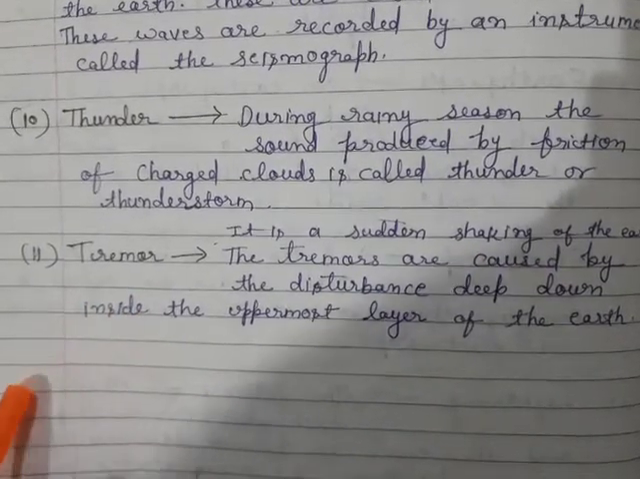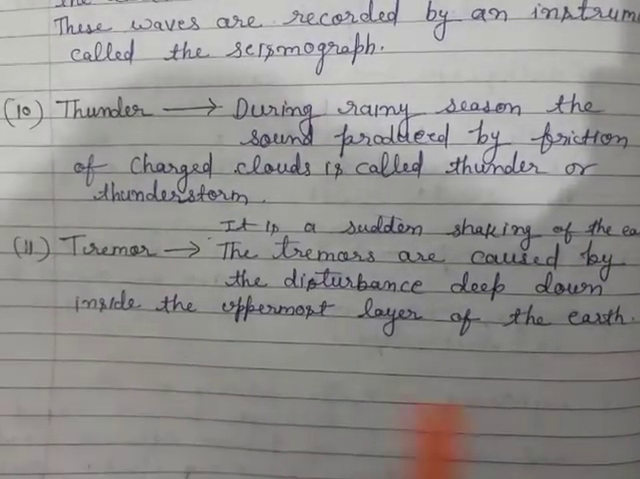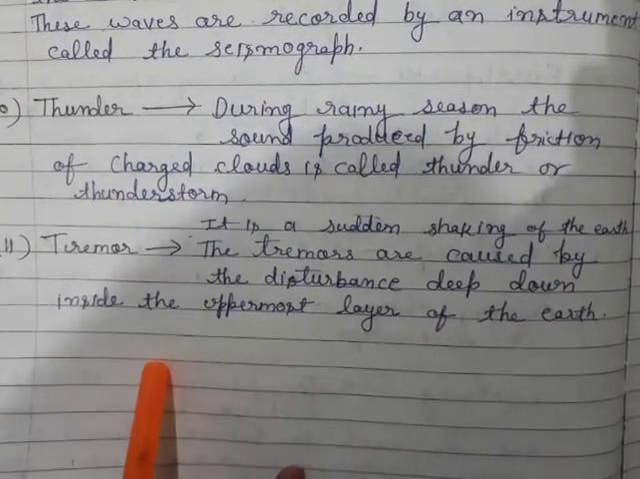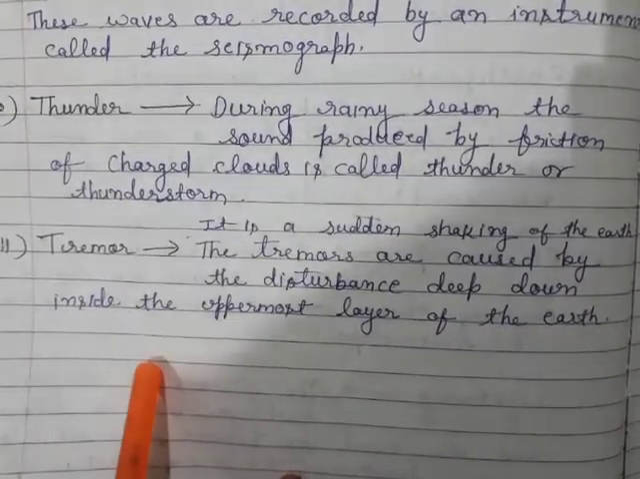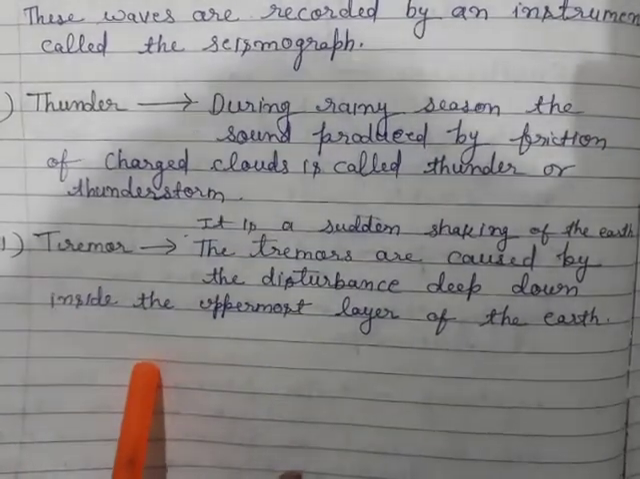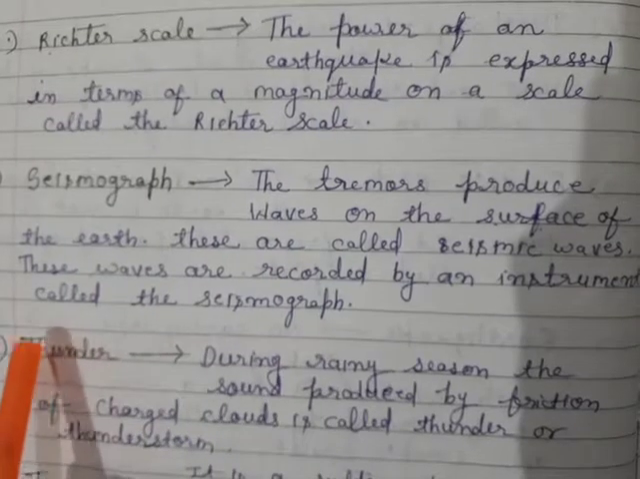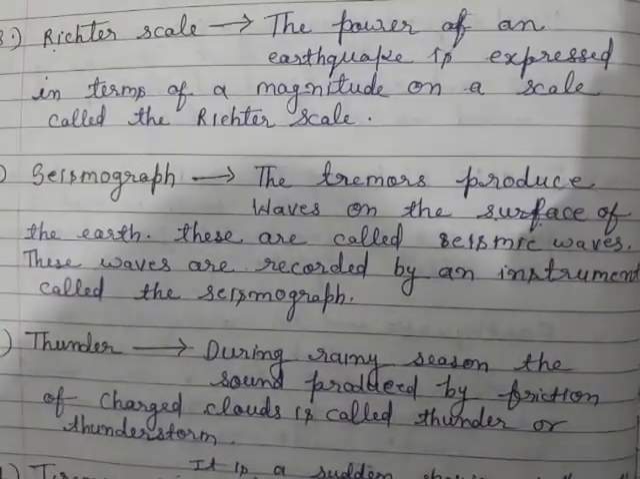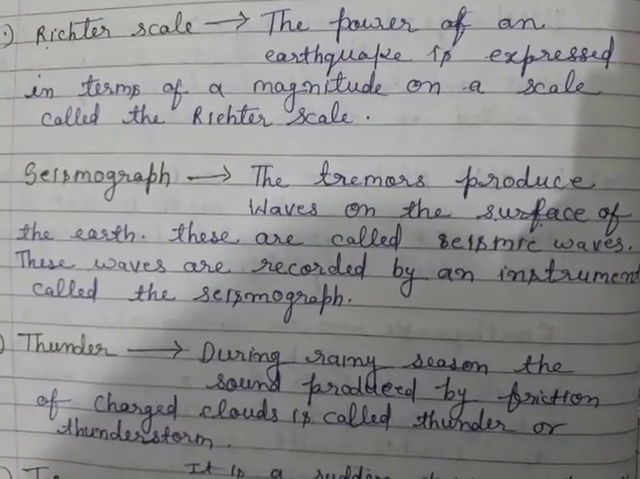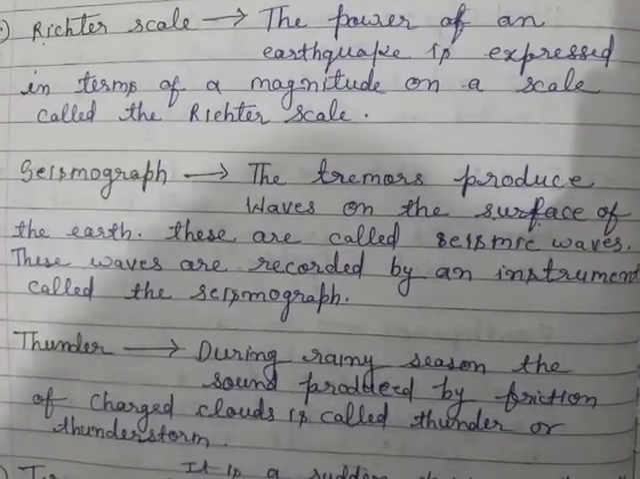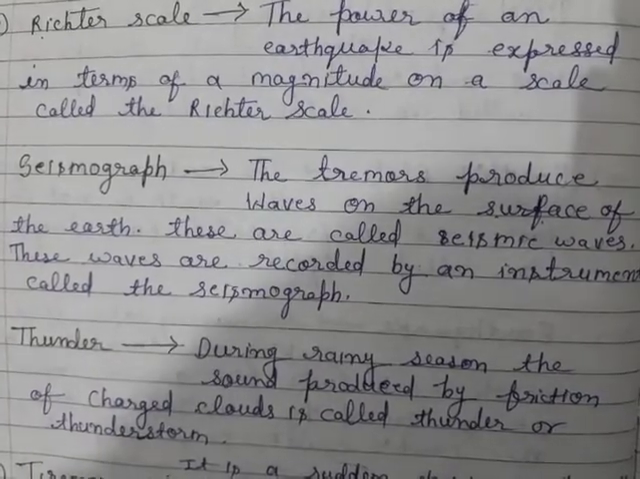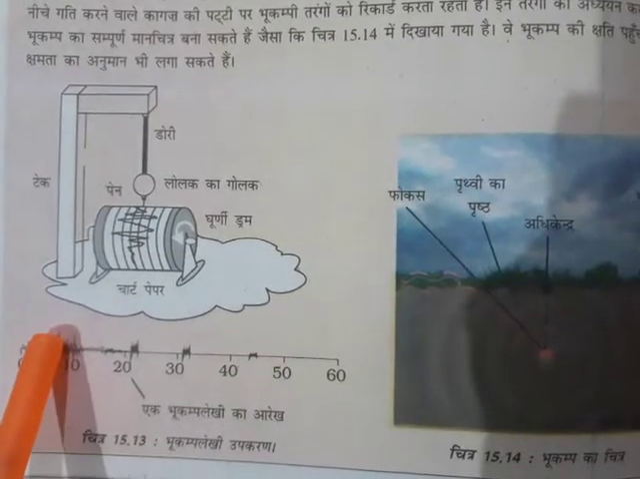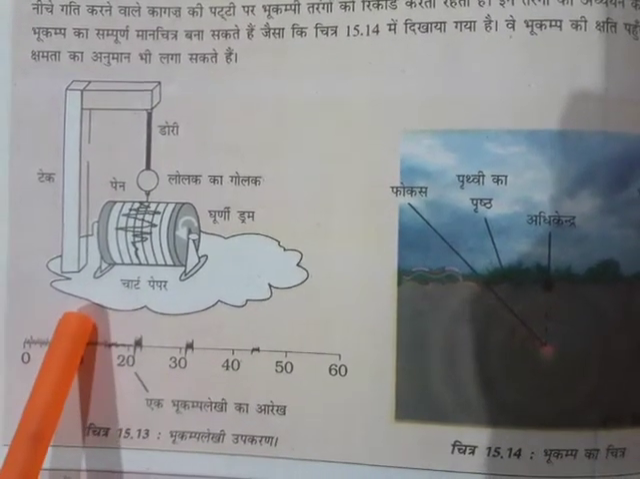What is a tremor? It is a sudden shaking of the earth. Tremors are caused by a disturbance deep down inside the uppermost layer of the earth. What is a seismograph? The tremors produce waves on the surface of the earth. These are called seismic waves. These waves are recorded by an instrument called the seismograph. This is a diagram of a seismograph.